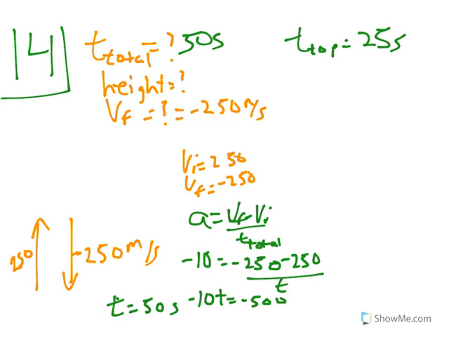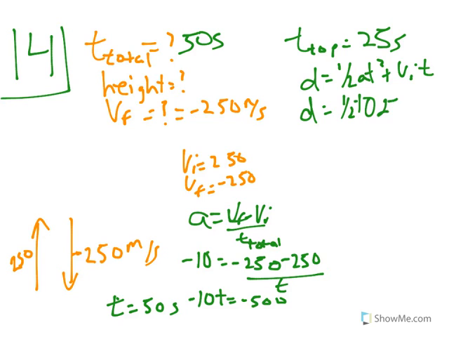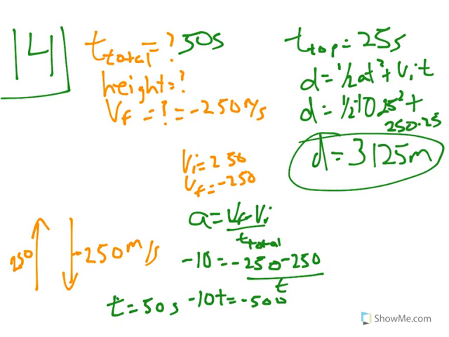Why do I need this? Because this is the time we use to calculate the height, because it's the time it took to get halfway there. 1/2 AT squared plus VIT. So we plug it in and we get D is equal to 1/2 times negative 10 times 25 squared plus 250 times 25. And when we solve, we get D is equal to 3,125 meters. Alright, so there we go. We've got all of these now. 3,125 meters.